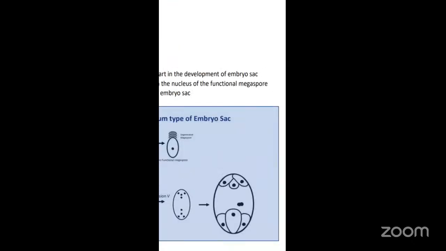So one by one we have to discuss here, starting with the monosporic type. The nuclei of this type of embryo sac are generally alike, as they are derived by the mitosis of a single nucleus. In monosporic there are the polygonum type and the oenothera type of embryo sacs. The polygonum type was first discussed by Strasburger in 1879. In the polygonum type of embryo sac, eight nuclei are present.